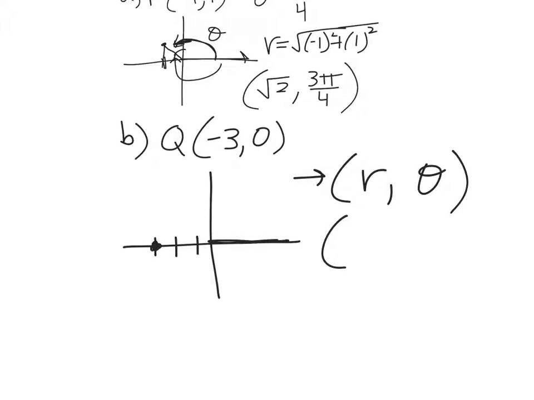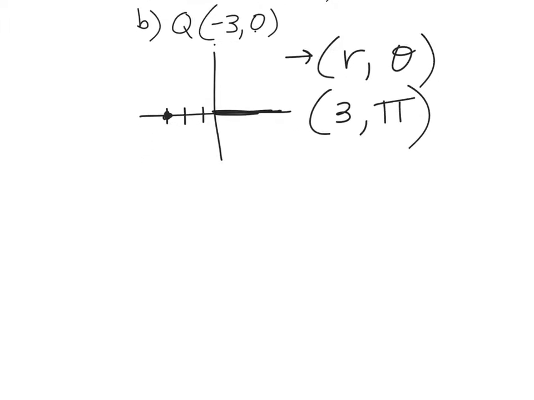R is 3, theta's pi, or 180. I would accept 180 too. That's fine. I would accept -pi. I would even accept 0, -3 as an answer, or -3, 0, because that would be 0, -3. I know, it's the same point. Weird, huh? Except 3 pi. 3 pi, I would. That's gross, yeah.